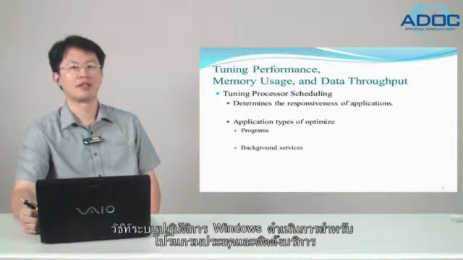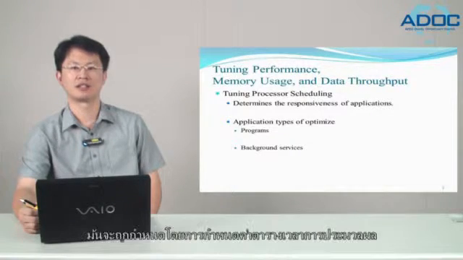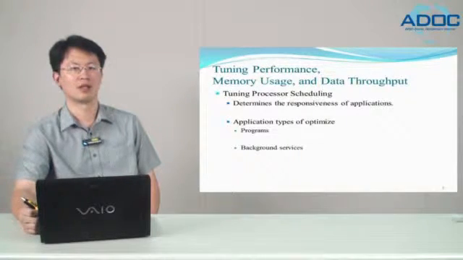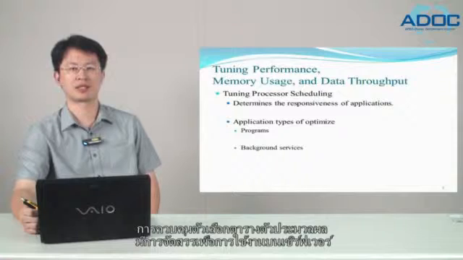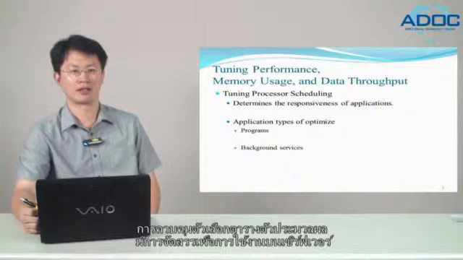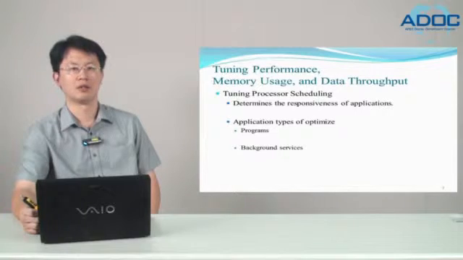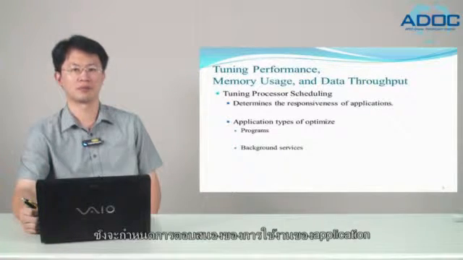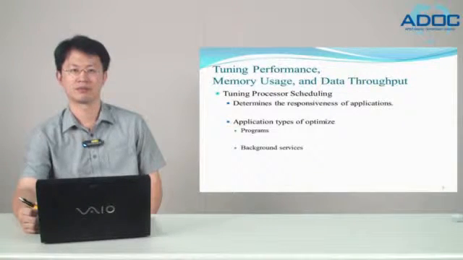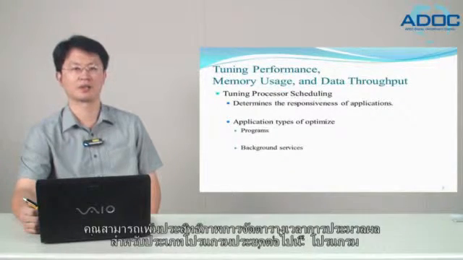The way the Windows operating system performs for applications and installed services is determined by processor scheduling configurations. Processor scheduling options control how much processor resources are allocated to applications running on the server, which in turn determines the responsiveness of applications. And you can optimize processor scheduling for the following application types.